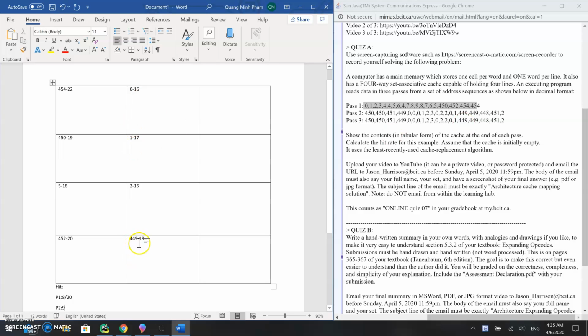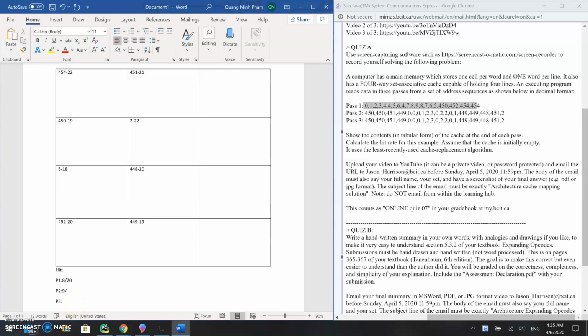448. You need 448, so let's put 448 here. 8, 20. 451. We don't have 451 here, so let's put 51 here. 1 and 2. We don't have 2, sadly. So we put 2 in here. So for pass 2, we only have 9 out of, I guess, 20. Let's check: 1, 2, 3, 4, 5, 6, 7, 8, 9, 10, 11, 12, 13, 16, 17, 18, 19. Okay, and I presume pass 2 also has 20.